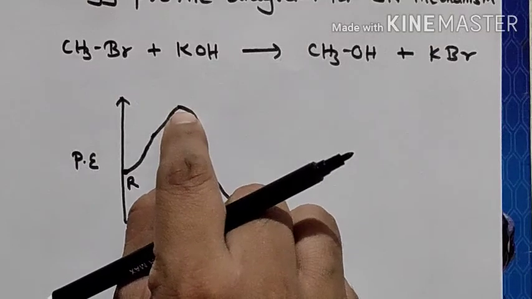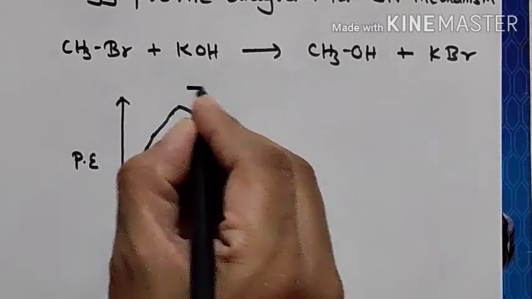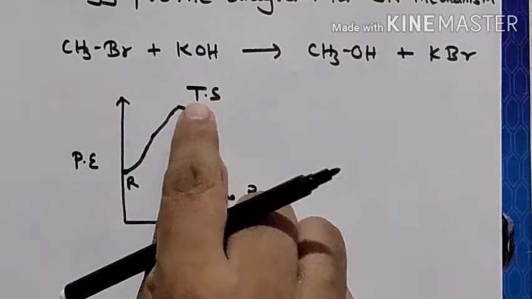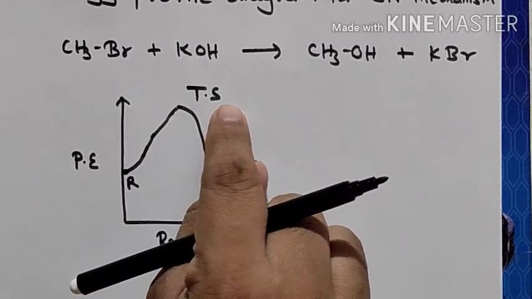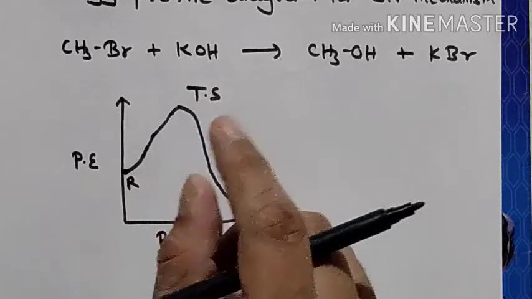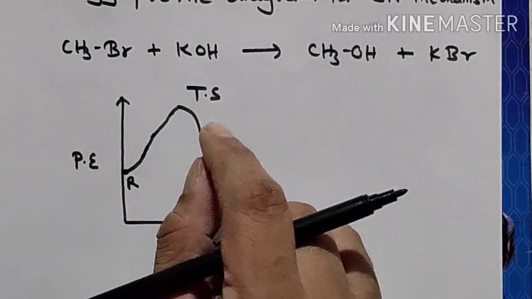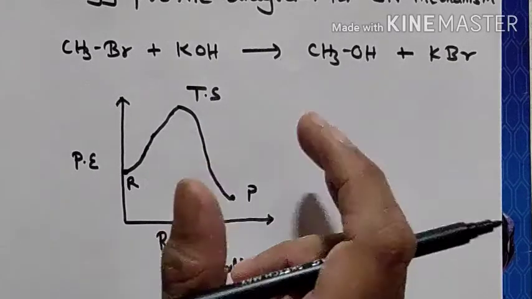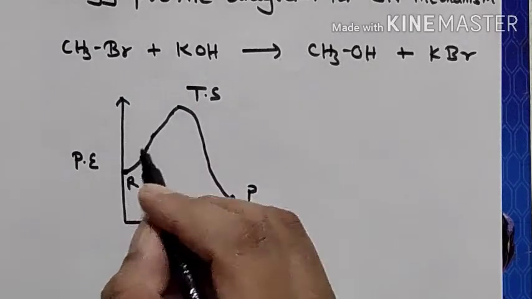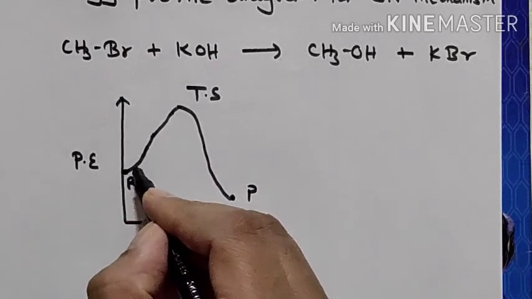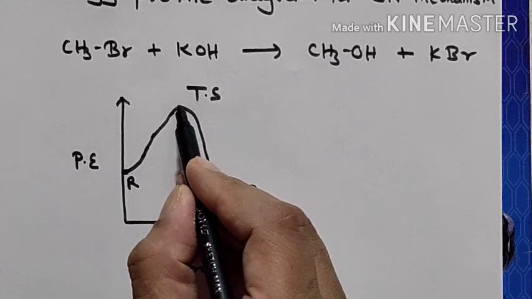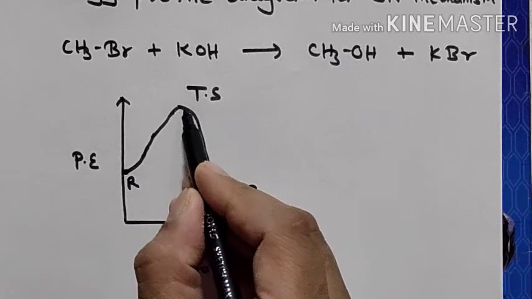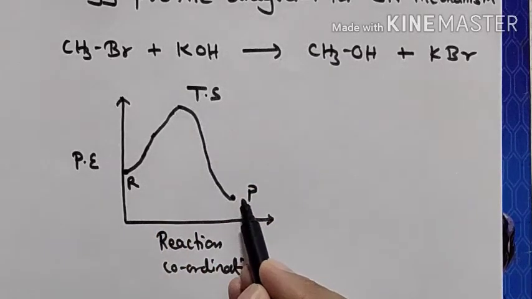And what is this point? This is called, students, the transition state. I write it in short as TS. Transition state is that position in a chemical reaction where the energy is highest. We can see from the graph also. Energy is increasing, it reaches the maximum level, right? After that, it starts decreasing and the product is formed.